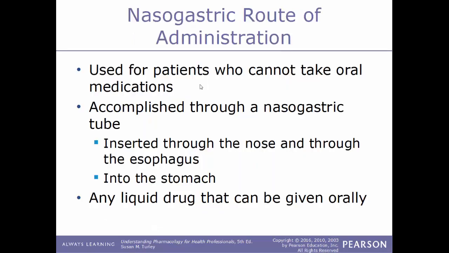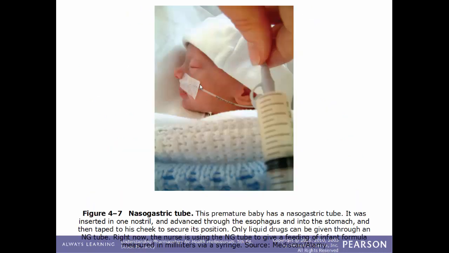Another route of administration is the nasogastric route. This is used for patients who cannot take oral medications. This is administered through a nasogastric tube. A tube is inserted through the nose and then down into the esophagus and going down into the stomach. That's why it's called nasogastric. Now this route can be used for any liquid drug that can be given orally. In this image we have an example of a premature baby with a nasogastric tube. You can see the tubing here. It'll tape down to the baby's face. It will enter the nose, go down the pharynx into the esophagus, and then on into the stomach.